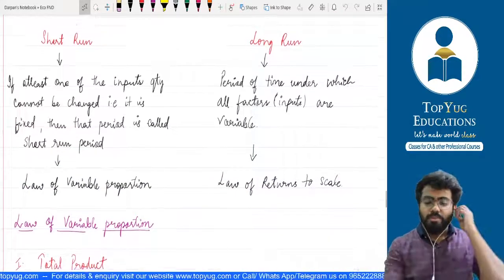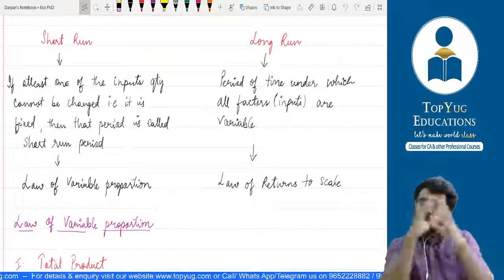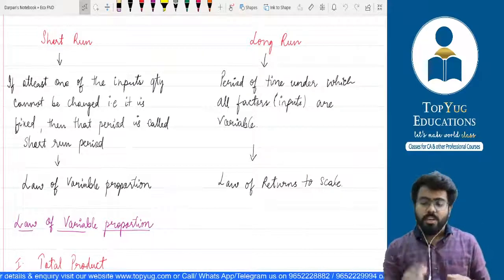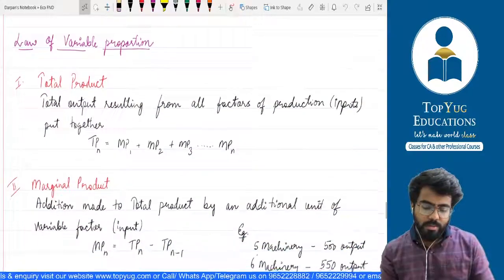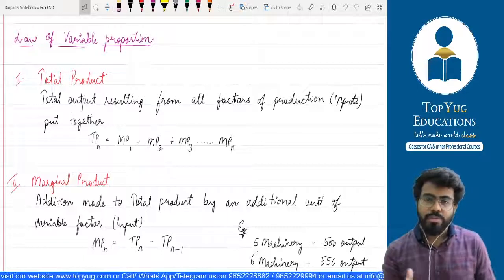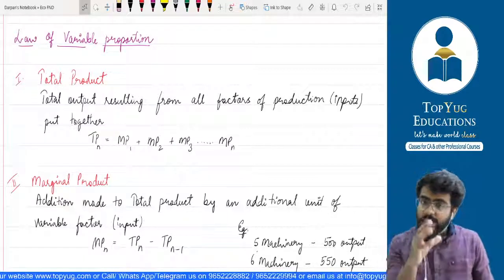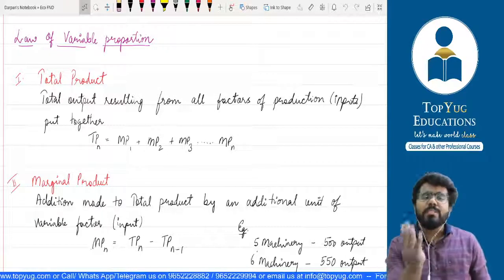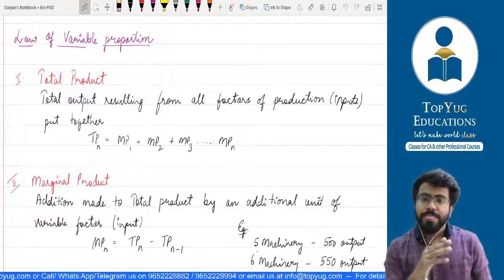And if you're studying factors of production in the long run, where all the factors are variable, that is the law of returns to scale, correct? Now let's come to the law of variable proportion. Before going into it, we studied three concepts: total product, marginal product, and average product, which are very similar to your utility concepts, correct?